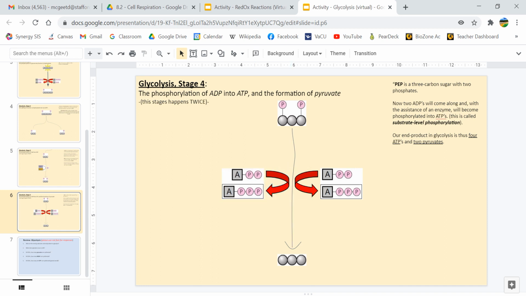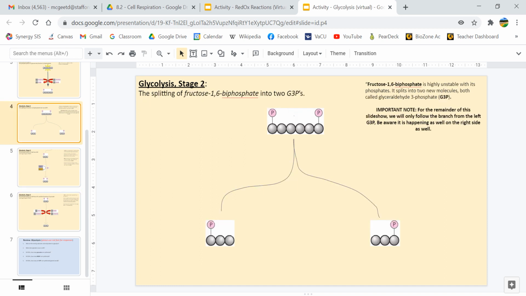And by doing it twice, you can see that we've now gained 2 ATP over here, and at the very end of glycolysis, we end up with 2 ATPs and a pyruvate. That is what happens. So we gained ATP, and we end up with a pyruvate. However, do you remember in stage 2 that this happens twice? So we only looked at this one branch, but it happens twice.